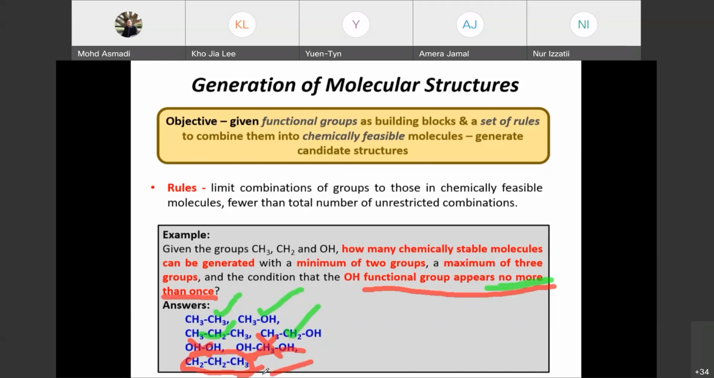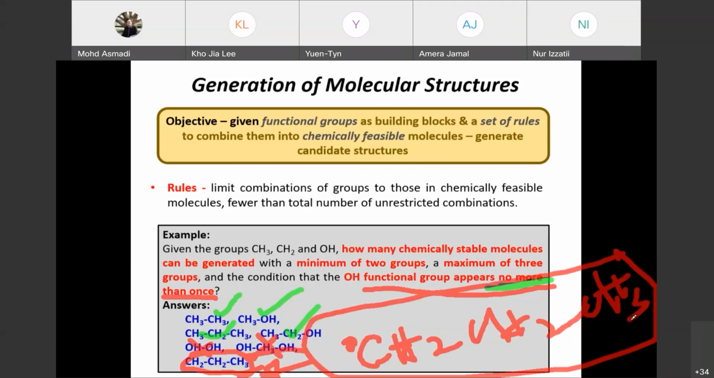And this one? This one is not feasible or not stable because CH2, CH3, there is a valence problem here. Okay, because it's not stable. Okay. Is it clear? Yes, doctor. Okay.